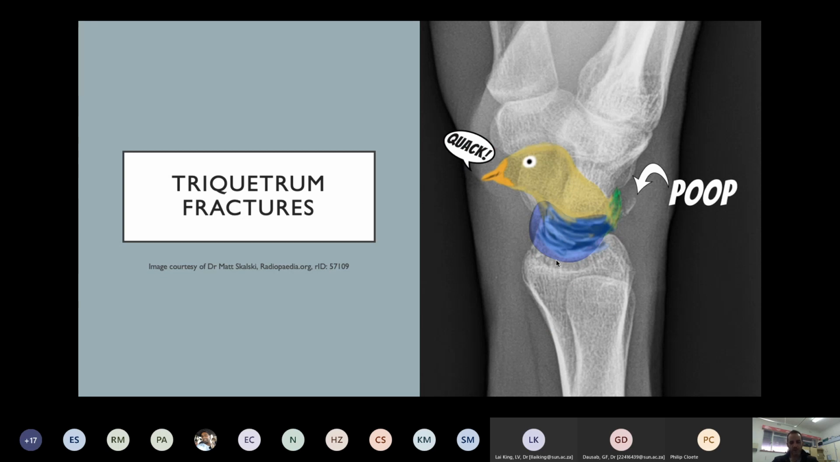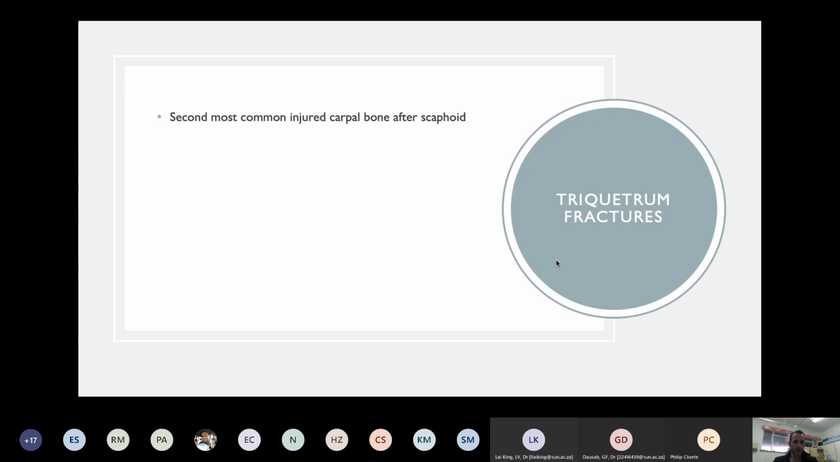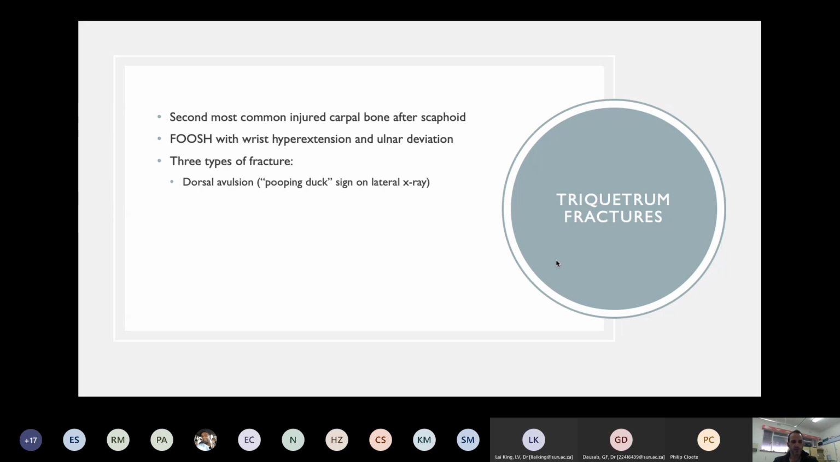Okay, triquetrum fractures. These are the second most common injured carpal bone after the scaphoid. The incidence of triquetrum fractures is about 3% of wrist injuries, so they're not very common. Generally, the mechanism of injury is a fall on an outstretched hand with wrist hyperextension and ulnar deviation. There are 3 types of fractures. About 90% of these injuries are dorsal avulsion fractures, where we see a pooping duck sign on the lateral X-ray. I'll explain that now. Triquetral body fractures and then volar avulsions are quite rare.